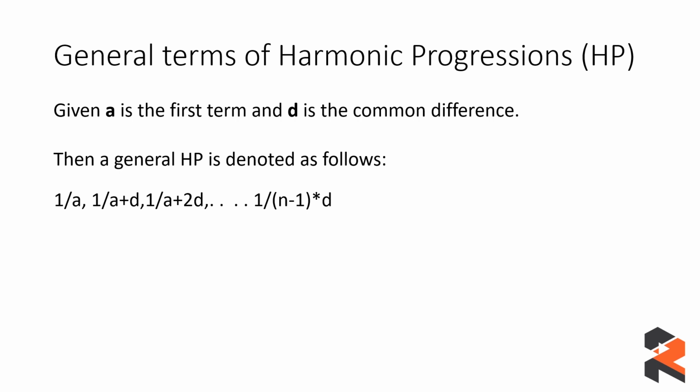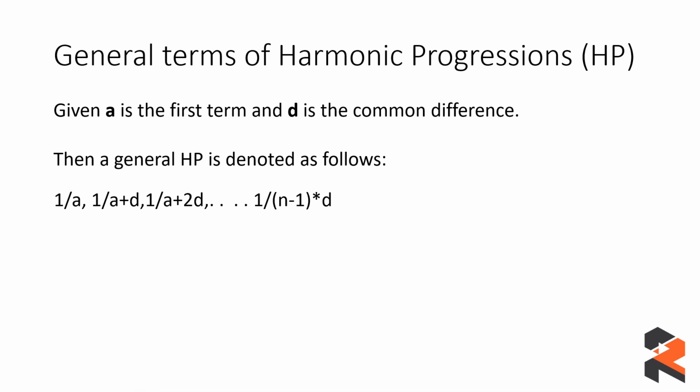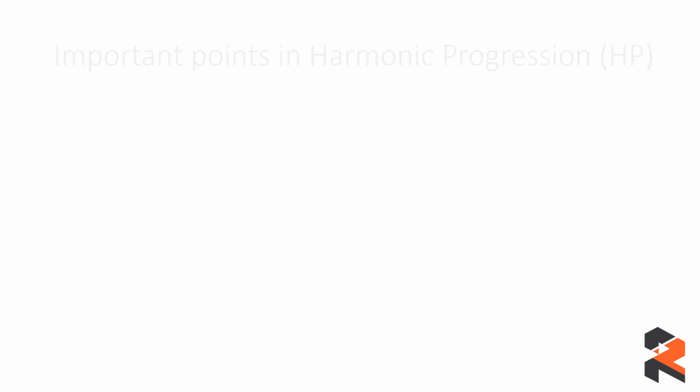There's a typo in the last term, so forgive me for that. Just like in your AP, you would have this, the inverse of it is present in the harmonic progression. So just keep in mind that harmonic progression is the inverse of AP and you will easily crack it. The nth term in harmonic progression is given by 1 by the nth term of AP. And we will be looking at an example to clear the confusion that will help you understand harmonic progression better.